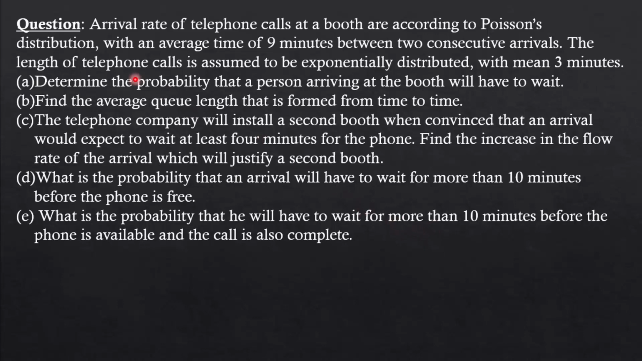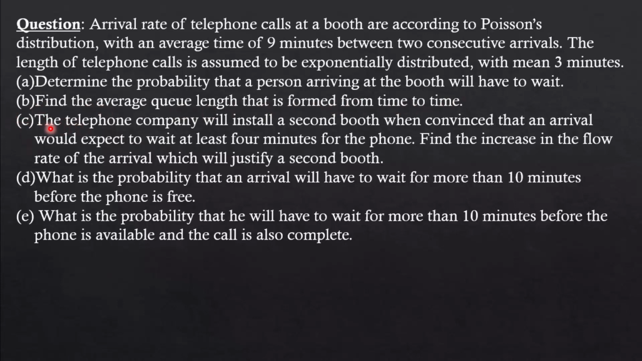Now let us move on and see one more question. It is a very important question, so please listen carefully. Arrival rate of telephone calls at a booth is according to Poisson's distribution, with an average time of 9 minutes between two consecutive arrivals. The length of telephone calls is assumed to be exponentially distributed with mean 3 minutes. Now, first, determine the probability that a person arriving at the booth will have to wait. Second, find the average queue length that is formed from time to time.